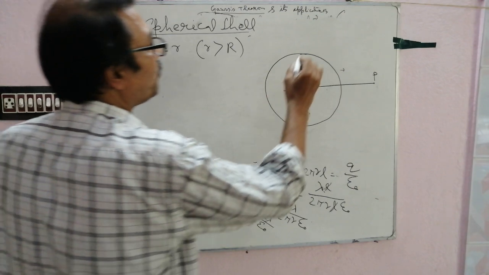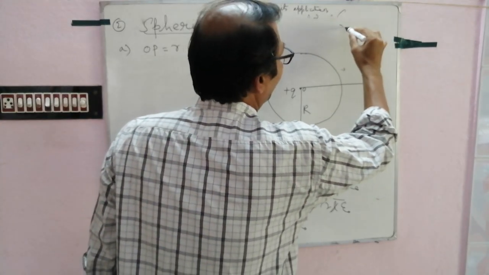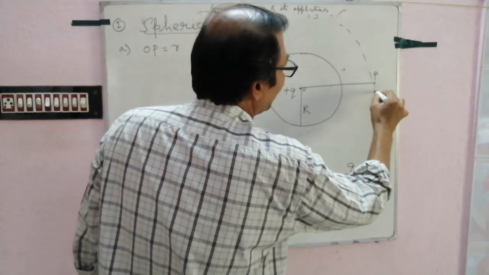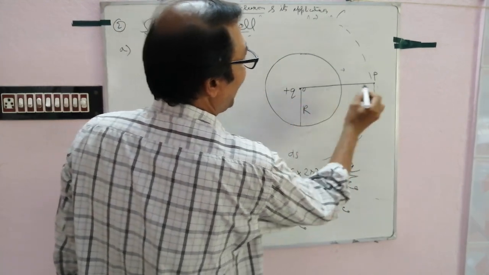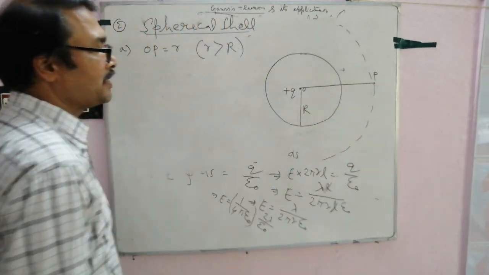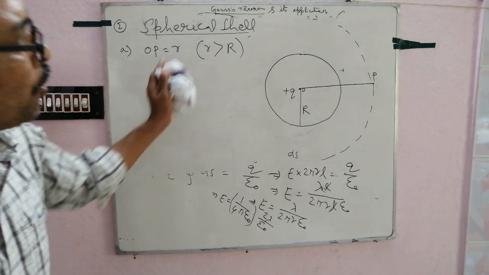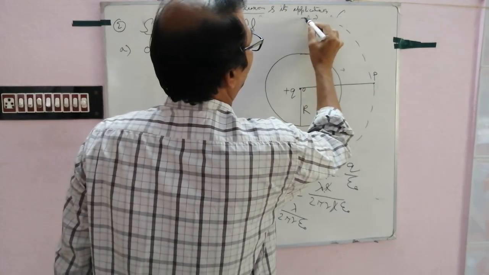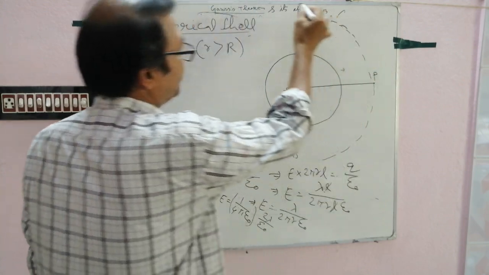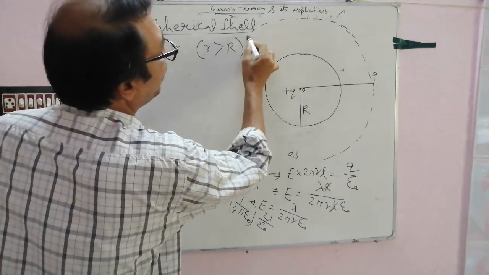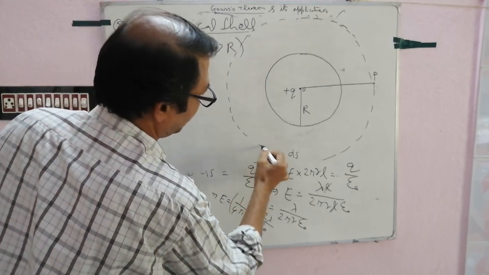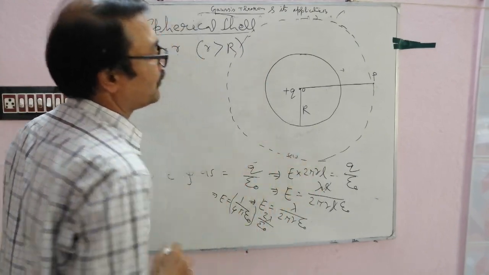So we have to draw a Gaussian surface here, taking O as the center and r as the radius, that is OP is the radius. We draw a Gaussian surface. Follow, the dotted line is the Gaussian surface if you complete it. This is the Gaussian surface.